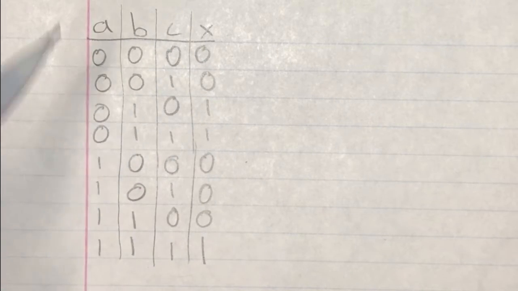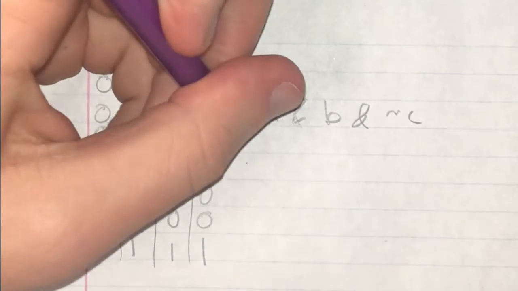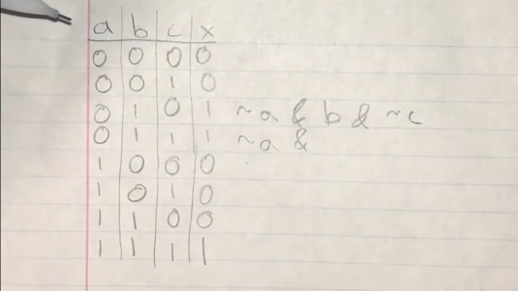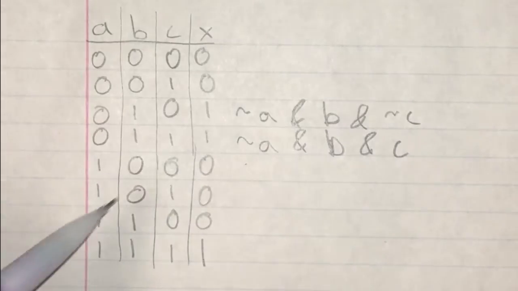So now we have our second truth table. Again, we're going to write an expression for all the outputs that hold true. For the first one, we have not A and B and not C. For the second one, we have not A, B, and C. Now for this last one, we have A and B and C.